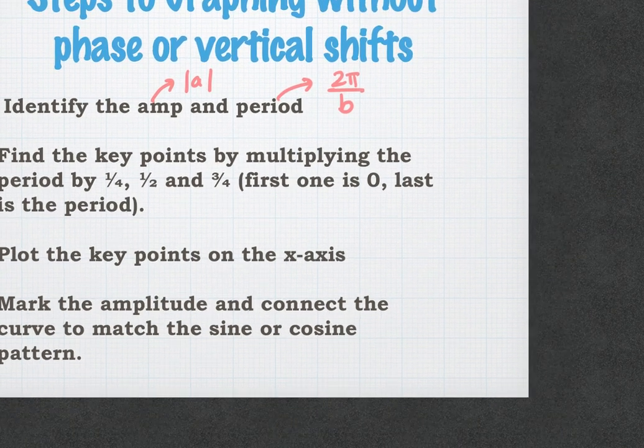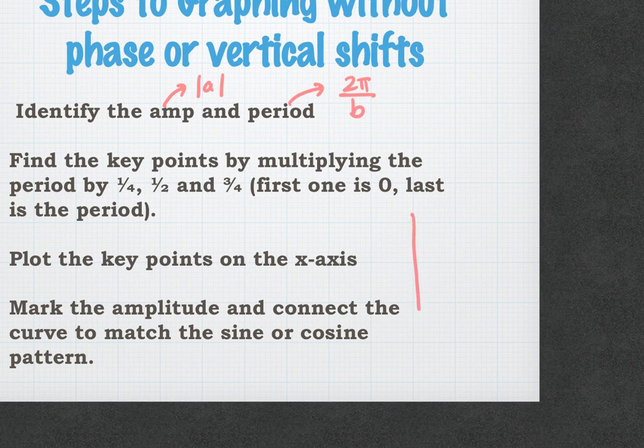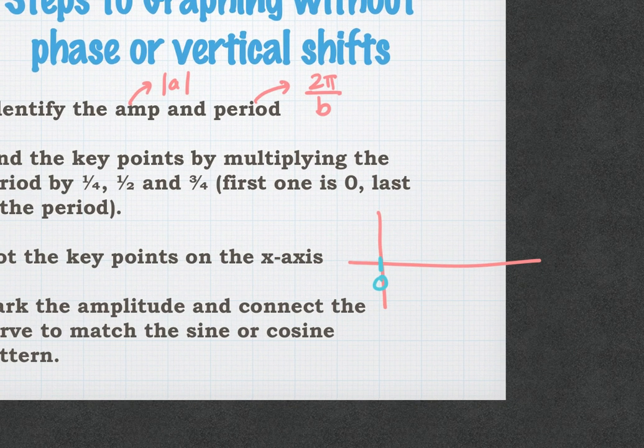Then we're going to plot those key points on the x-axis. So it will look something like this. The first one's going to be at 0. Then it's going to be 1/4 of the period. Then it's going to be 1/2 of the period. Then it's going to be 3/4 of the period. And then it's going to be the period at the end. So on the x-axis, you will have 5 tick marks marked.